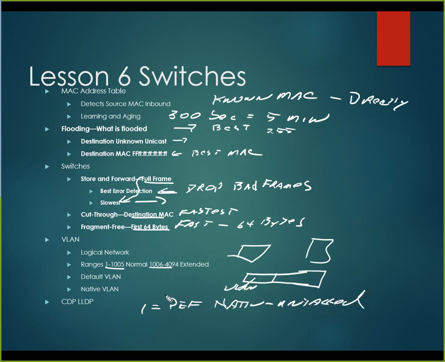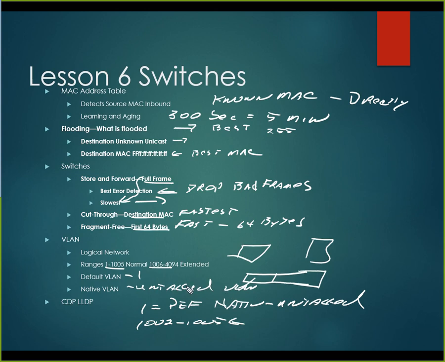Untagged frames. 1 is the default, and you can't make it go away. We can change the ports from where they are, and 1002 to 1005 were all put in there for us by Cisco. So the default VLAN is 1. The native VLAN is where the untagged frames go.